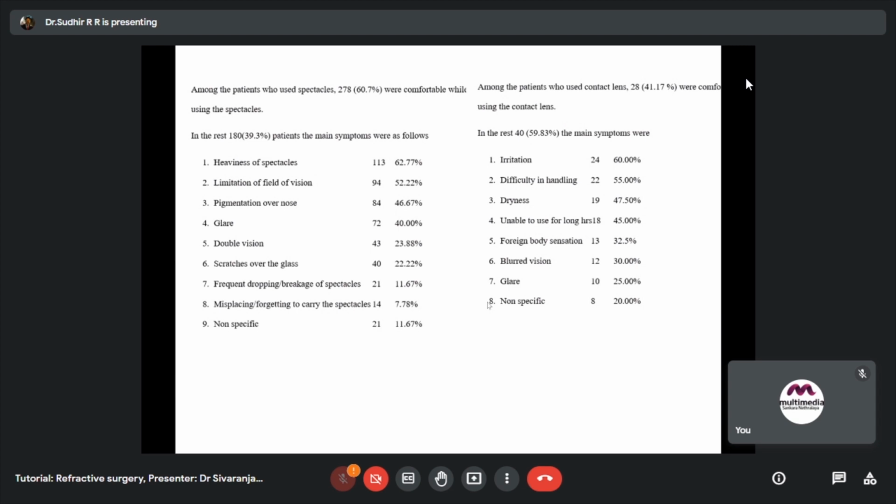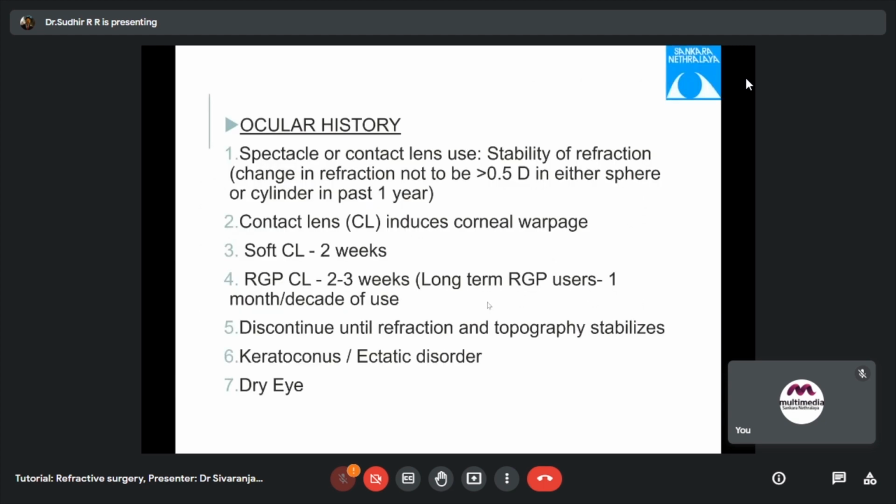So all these patients underwent laser. Just before laser, we gave them the questionnaire, and these are the answers which they gave. Moving on to ocular history, spectacle or contact lens use should be asked for. Stability of refraction should not be more than 0.5 D difference. And contact lens history is important.